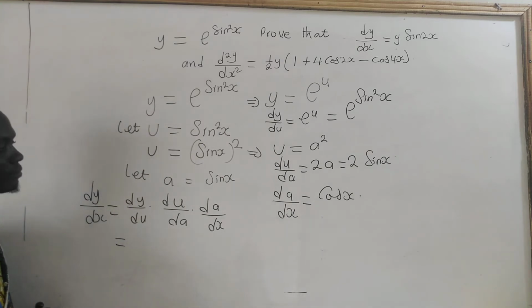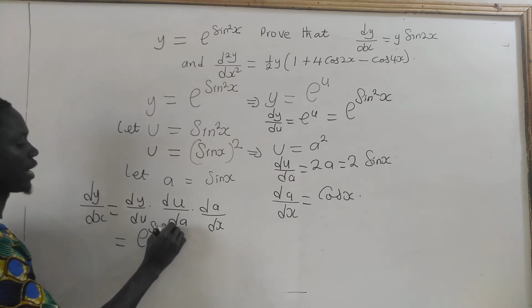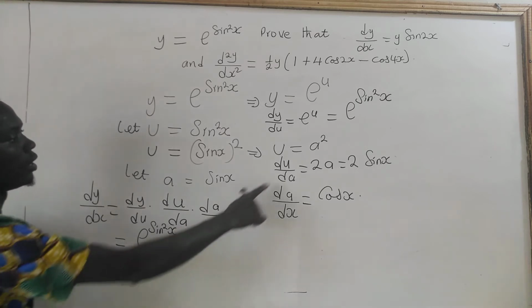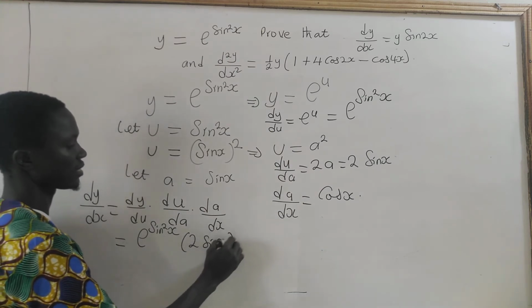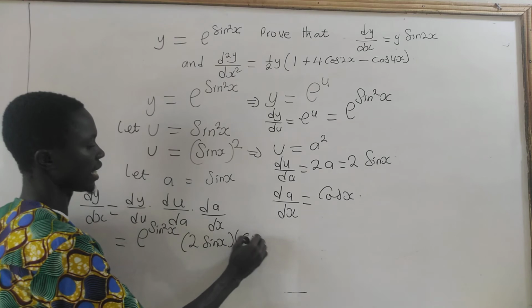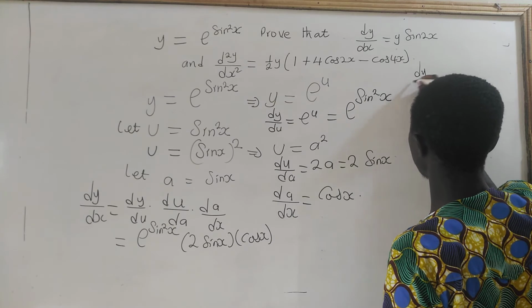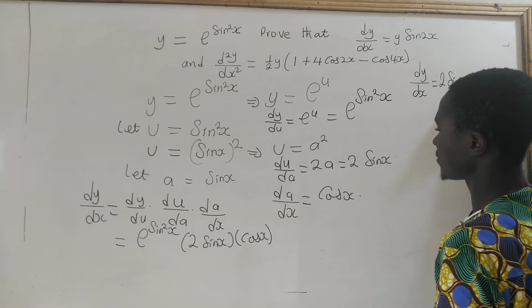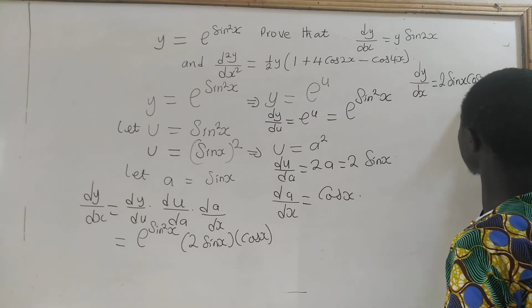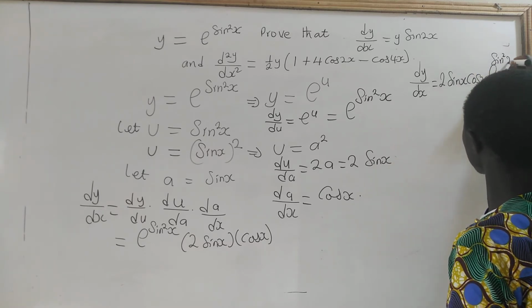Now this will give us dy on du is e to the power sine squared x, du on da is 2 times sine x, and da on dx is cosine of x. Now, the derivative of y with respect to x is equal to 2 times sine x times cosine of x times e to the power sine squared x.